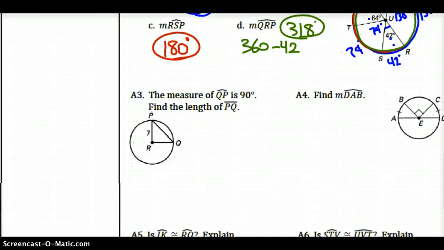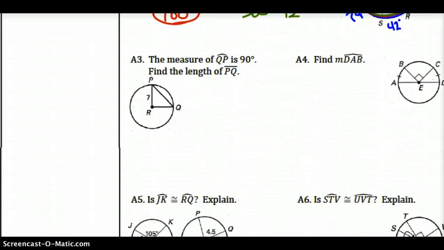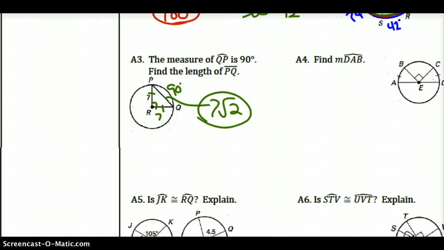Now, more with this as we continue, they told us this is 90 degrees. That means this is 90 degrees. These are common radii. I could use my right isosceles and get 7 root 2 using our shortcut. Over here, 90 degrees. This is a diameter. These are congruent, so I could take 180 minus 90 divided by 2 for my two pieces here. So this is 45, and this is 45.